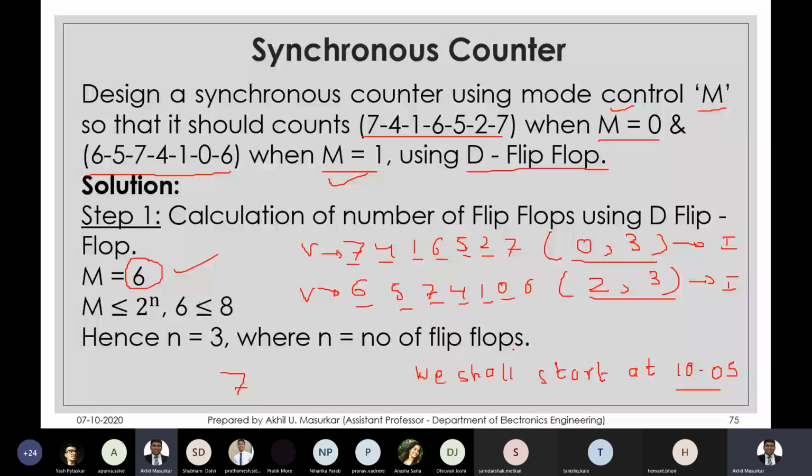Copy this question. I will give you another 2 minutes to copy this. Note the valid and invalid states. This is your sequence 1 and this is your sequence 2. I want the first sequence when M equals 0 and the second when M equals 1. Like this, if anybody gives you any sequence, you should be able to design. That is the whole point. This question is an example of designing two different sequences using a mode control.